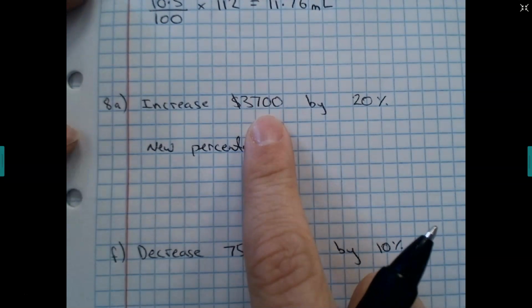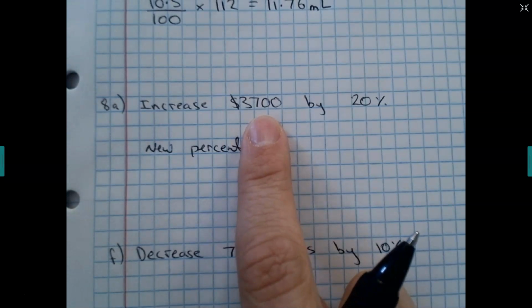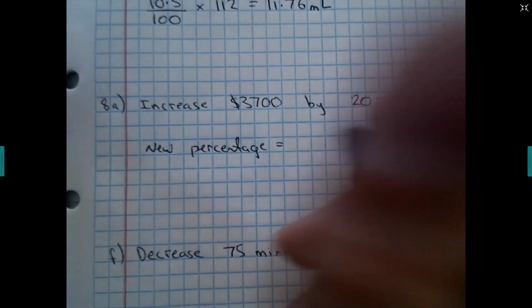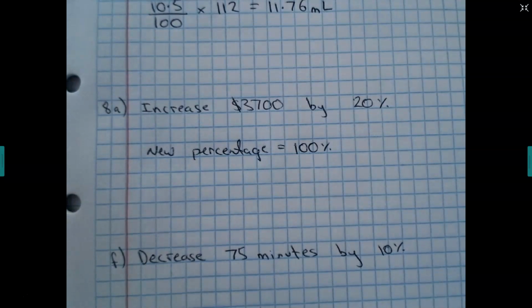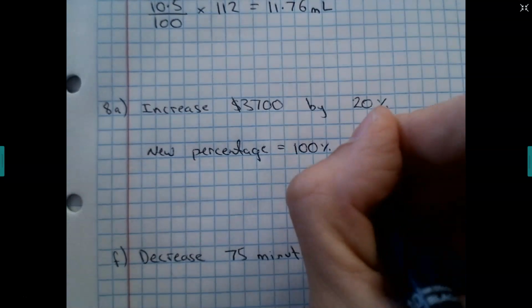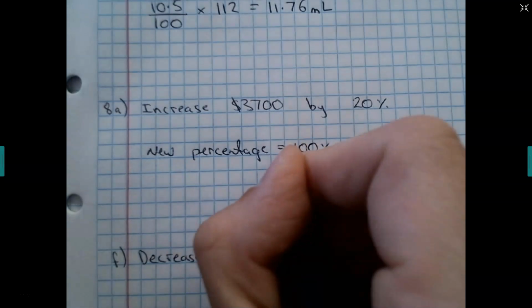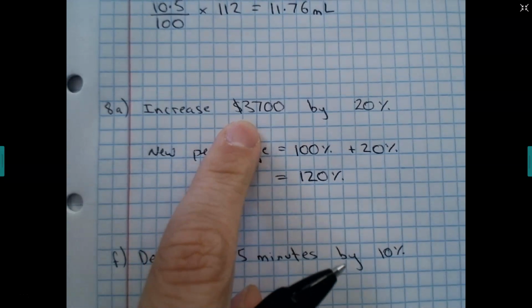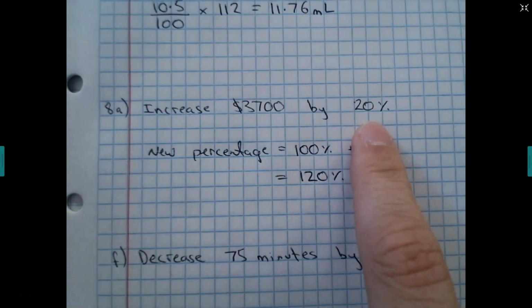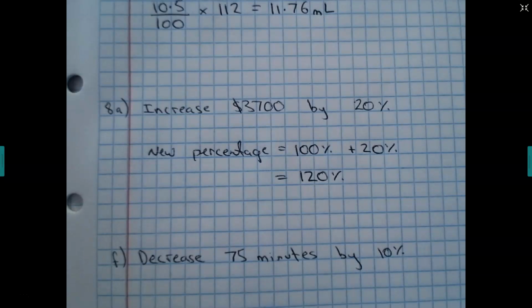100% of 3,700 is just that, right? If I have 100% of that value, it would be 3,700. So I've got 100% of that value, but I want an extra 20%. So I'm going to go plus 20%. So essentially, my percentage that I'm trying to work out is 120% of that value. If I'm increasing the value by 20%, I want to work out what 120% of that value is. Does that make sense to people?